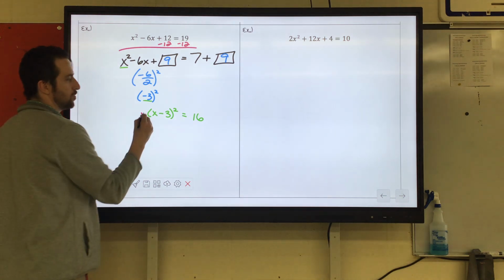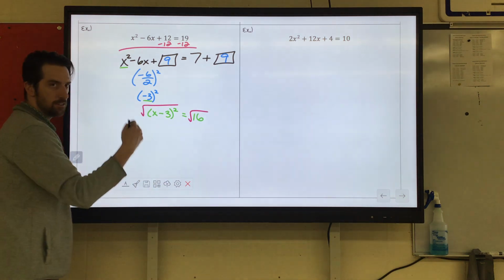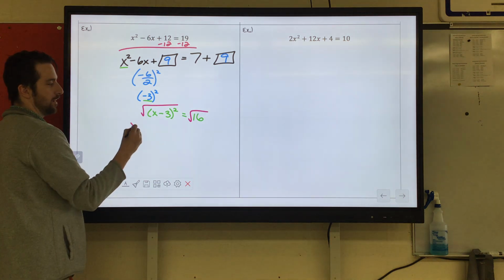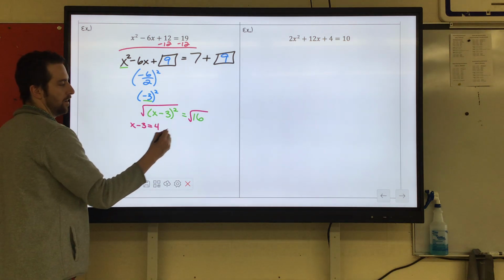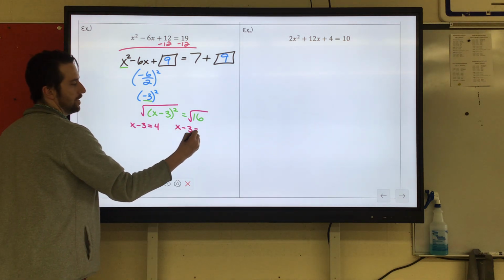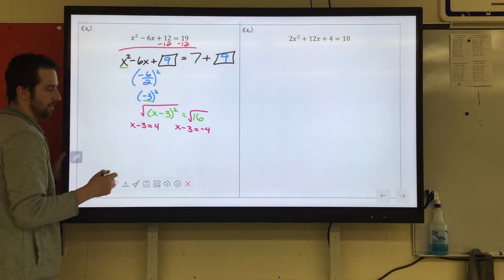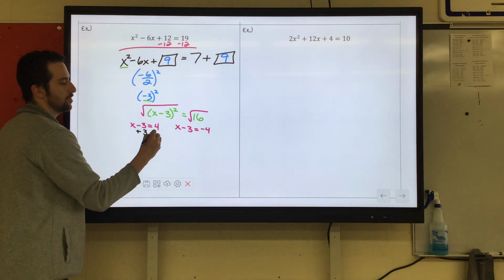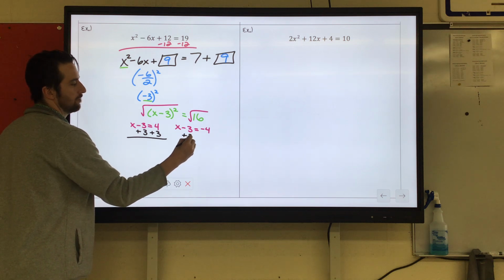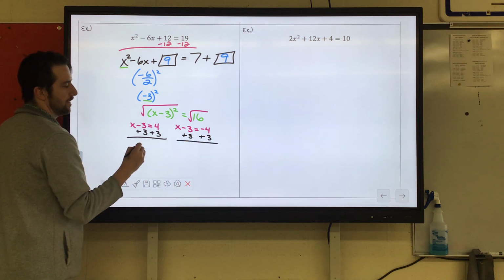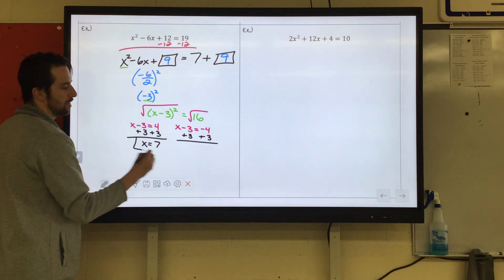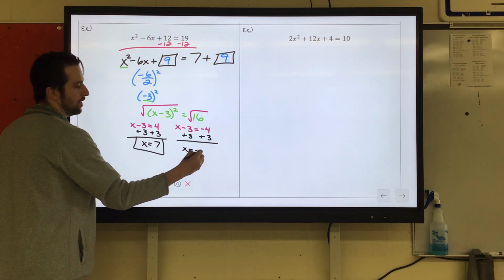Cancel out a square by square rooting. Square root of 16 is 4 and negative 4. So x minus 3 equals 4. X minus 3 is negative 4. And now we just add 3 to all sides here. X equals 7. X equals negative 1.